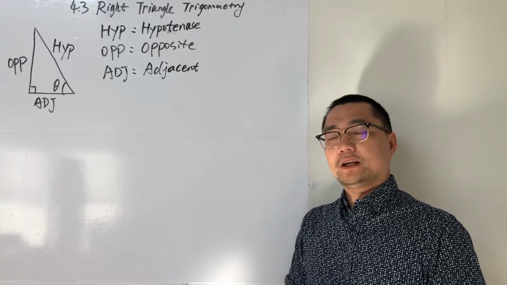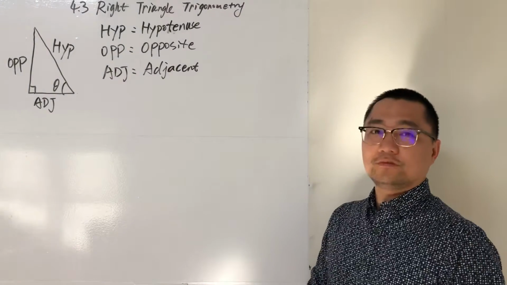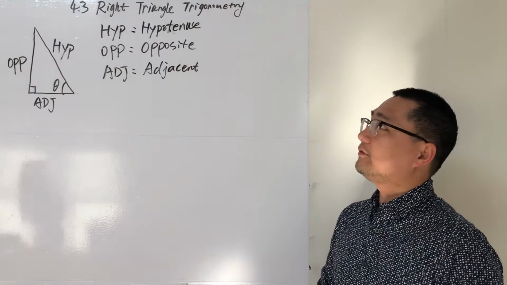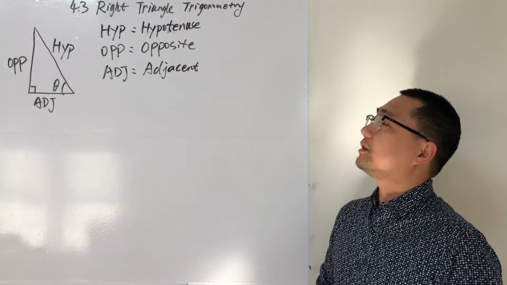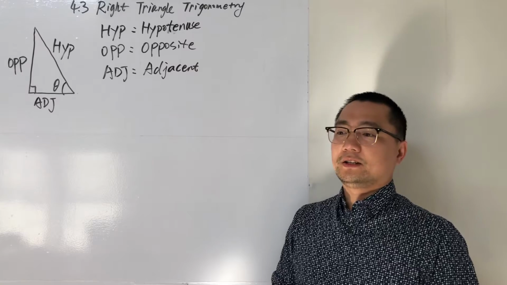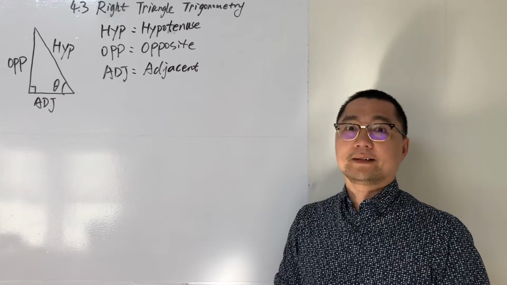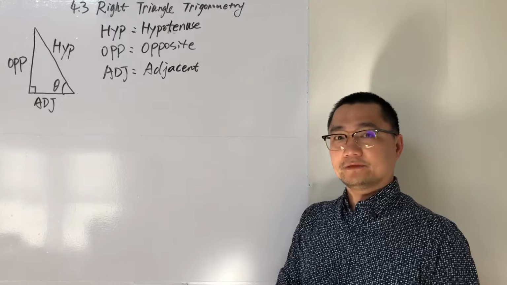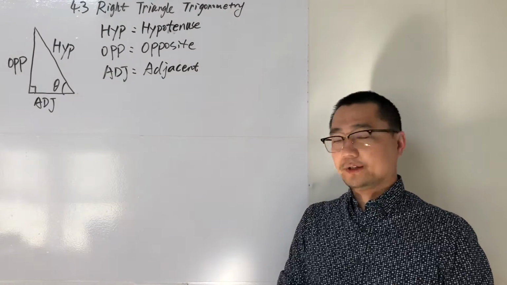So today we need to talk about section 4.3. Section 4.3 is all about right triangle trigonometry. In 4.1 we learned degree and radian angles. We did that, and also we had a quiz.